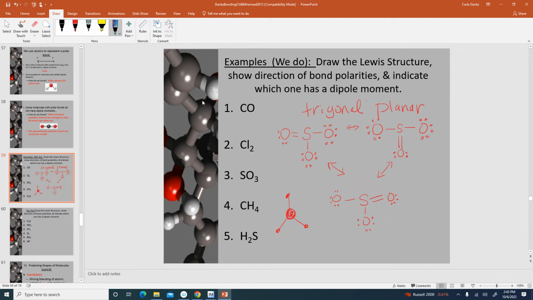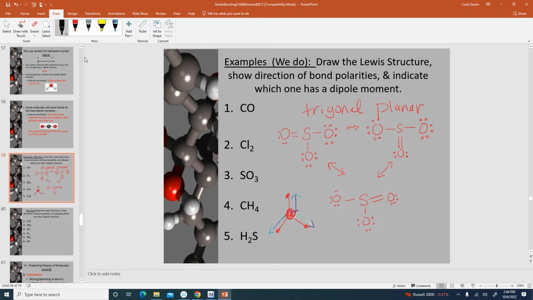So when you draw your vectors, they have to mirror the shape of the molecule. Now, the arrows are going to point towards the oxygens because they're more electronegative. So you'll have one vector going from the sulfur up to the oxygen here, one going here, and then one going here in this direction. So those are your 3 vectors.